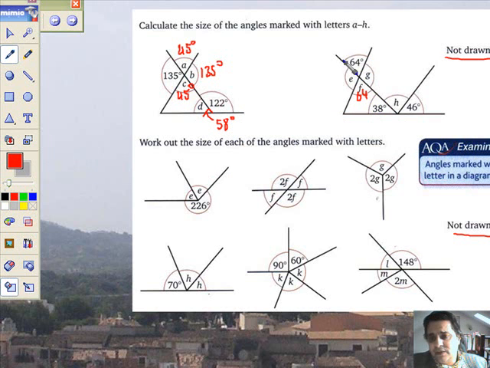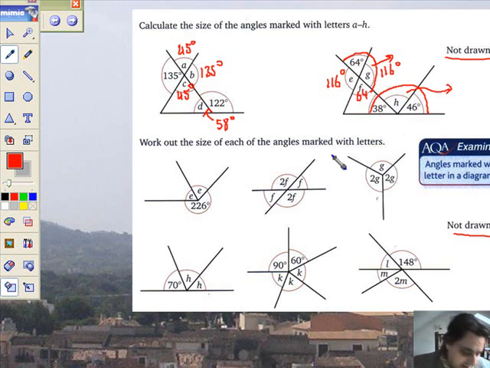Let's have a look. If I use this part here, I've got 64 plus the G, all comes to 180. So I take 180 minus 64, then I've got it. So 180 take away 64, I've got 116, so G is 116 degrees. E is also going to be 116 because it's vertically opposite the 116 shown. That's that one done.